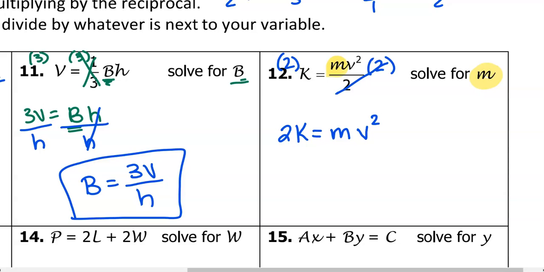I feel like there needs to be more to it. Like you're trying to do more than you need to? Yeah, but I feel like the thing's unsolved. Oh, it's because there's no numbers. No. So I have MV squared, right? So what am I going to do with V squared? We're going to divide it. Divide by V squared. So now we have M equals 2K divided by V squared.